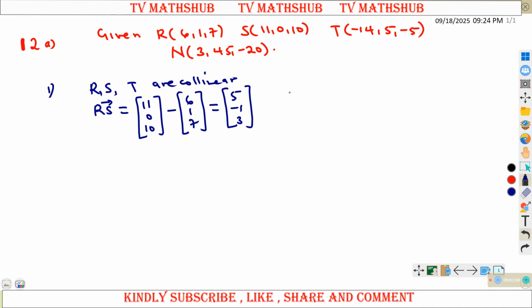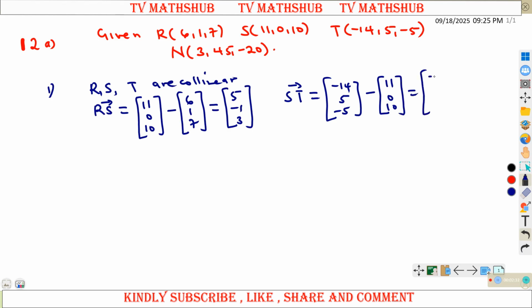So let us look at ST. S to T will be the same as T minus S. T is (-14, 5, -5), and we are subtracting S, which is (11, 0, 10). So this will give us (-25, 5, -15). So that is what we are getting for ST.